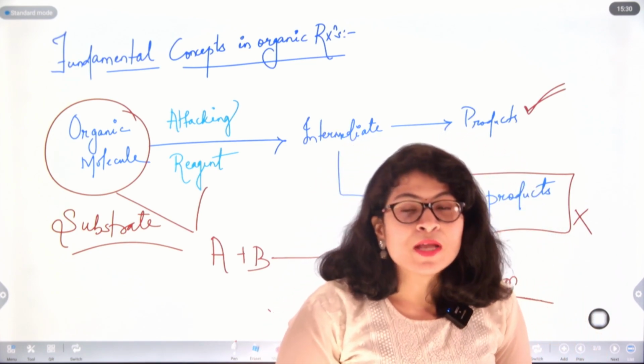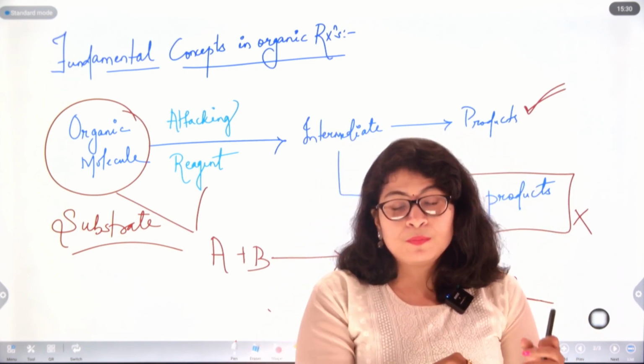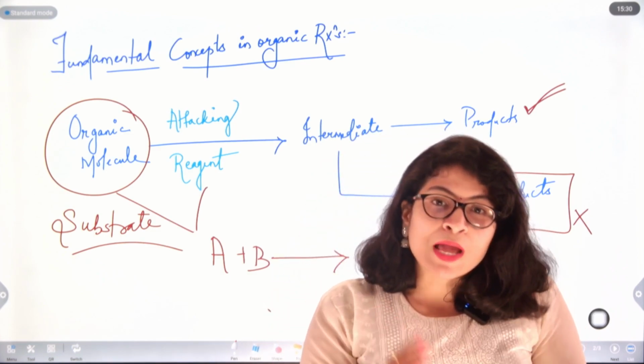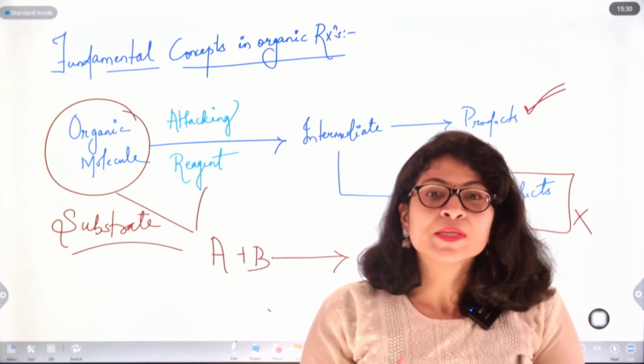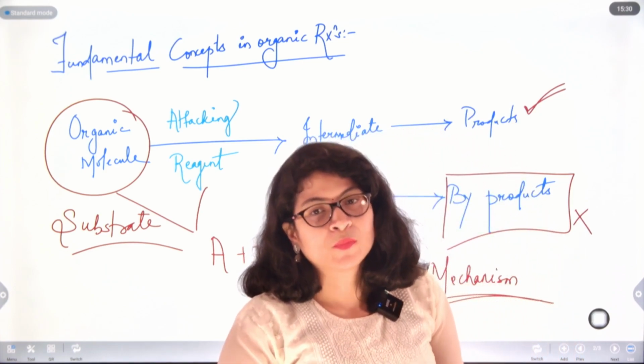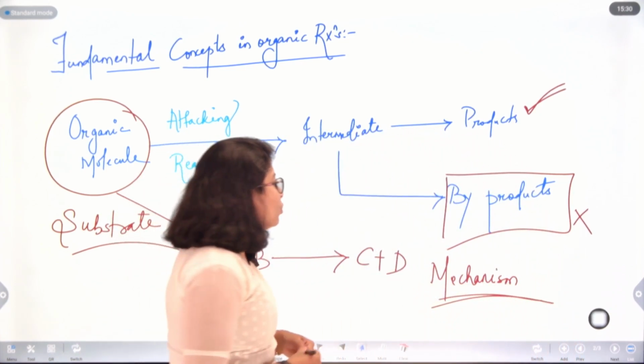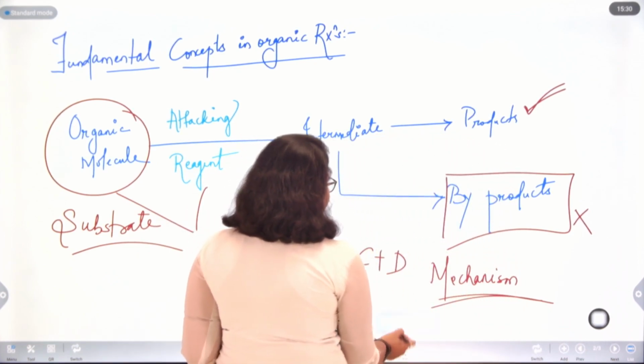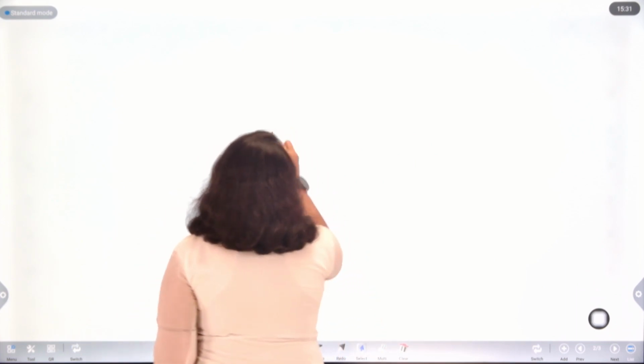To understand the general way by which an organic reaction proceeds, I have to know the mechanism of the reaction. Before knowing the mechanism, we need to have some small concepts clear in our minds. If I'm saying any reaction, A is reacting with B to give C plus D, I'll take up this reaction.